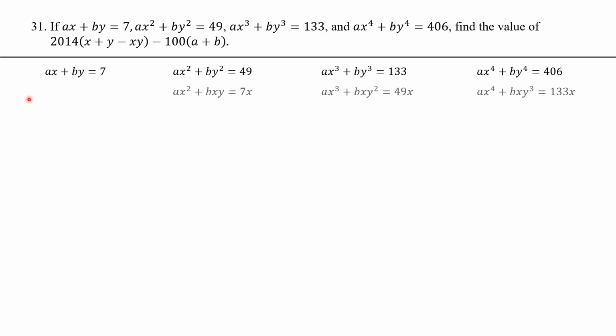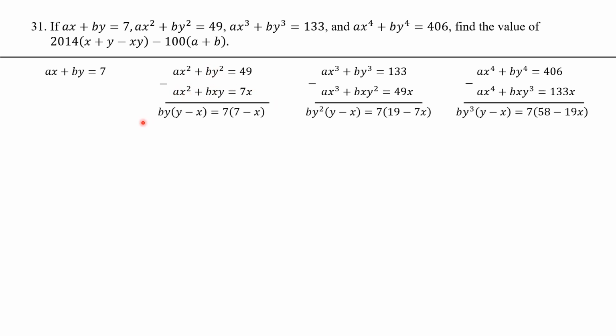So let's do that. If I multiply this expression by x, it's going to become ax squared plus bxy equals 7x. If I multiply this expression by x, it's going to become ax cubed plus bxy squared equals 49x. And so on. If I multiply this one by x, that's what I'm going to get, right? Now, they have the same terms, so what I can do here is subtract the bottom equations from the top equations.